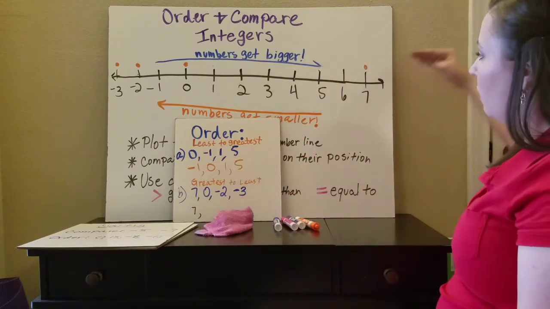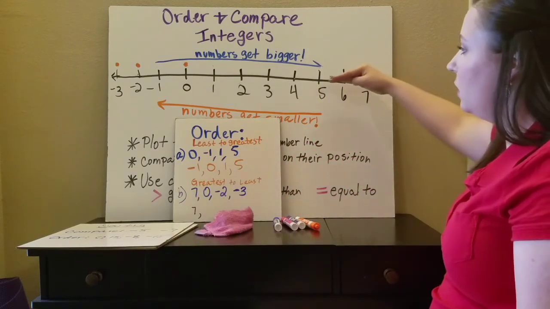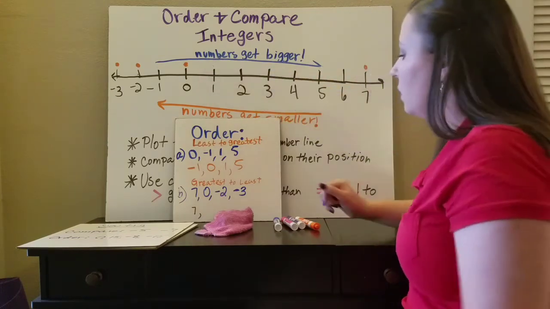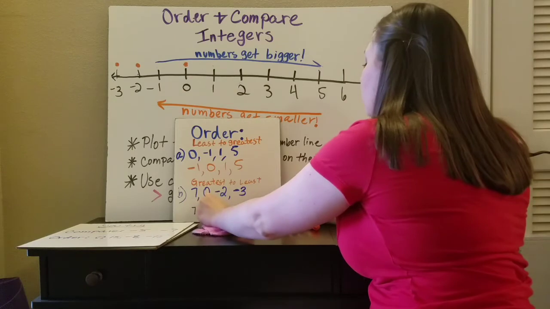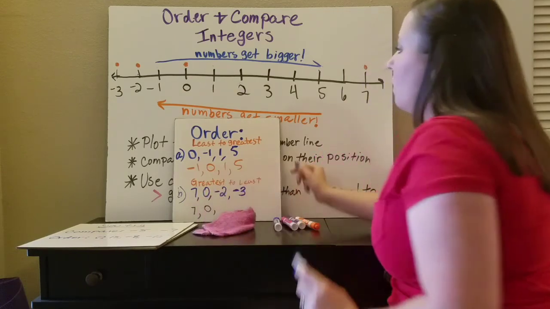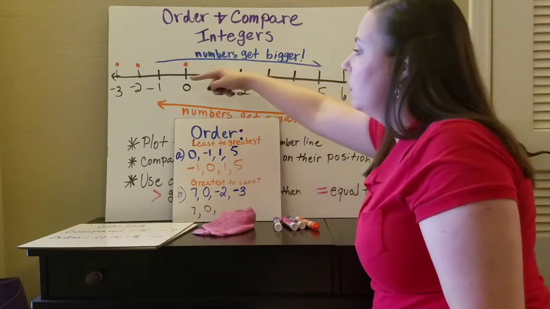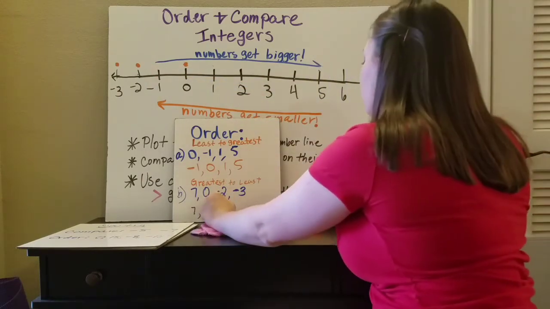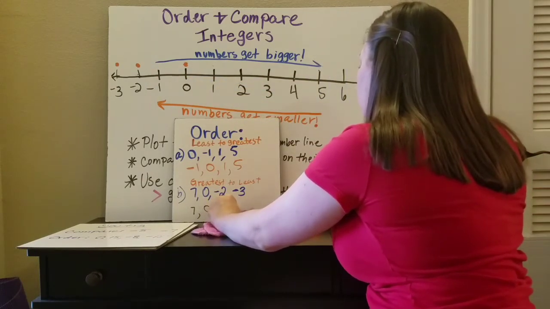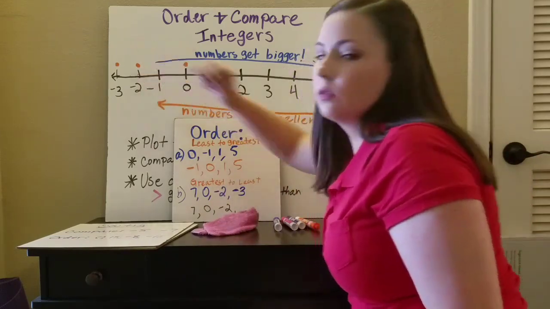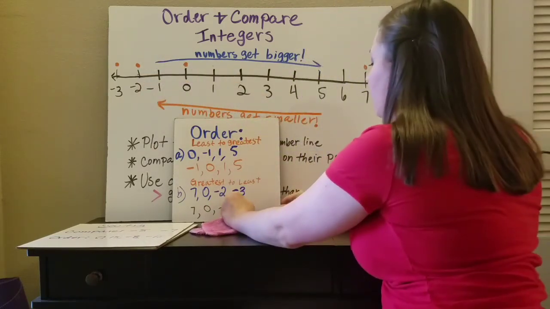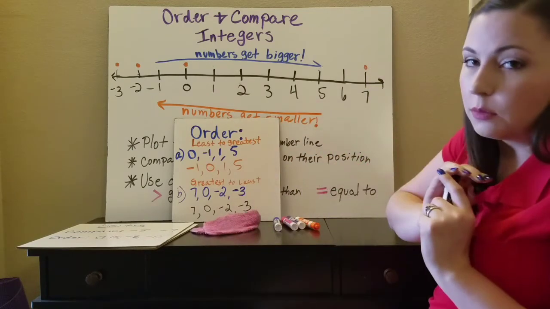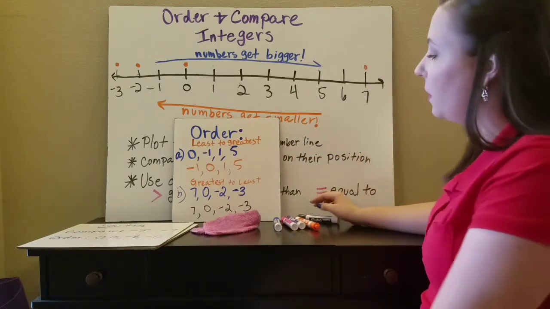Okay, now going through here, let's see, what's the next number we run into? 0. So that's the next smallest after 7. Okay, keep on going. Next one we run into is the -2. And then obviously the last one's going to be the -3. So on that one, they actually already gave them to us in order. Didn't have to do much work, did we?